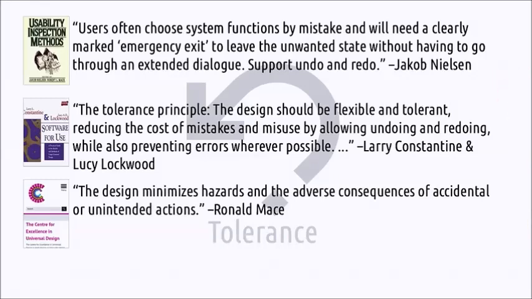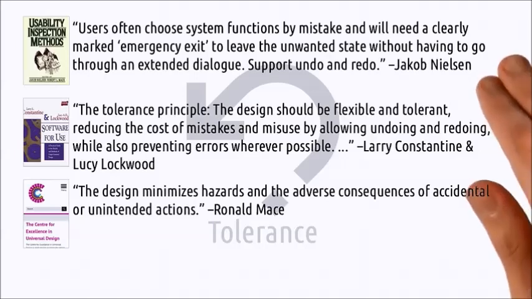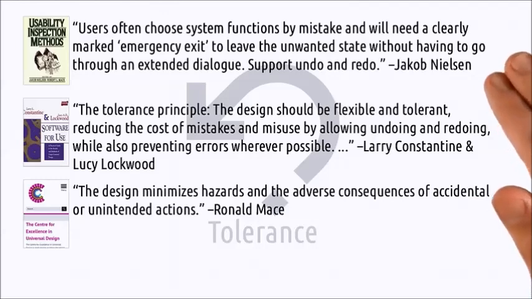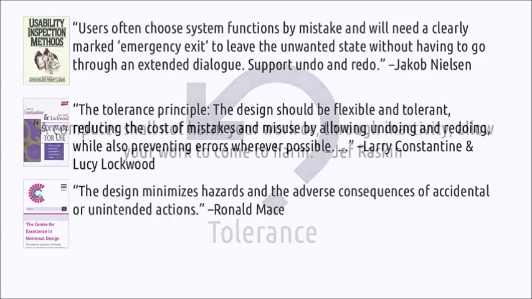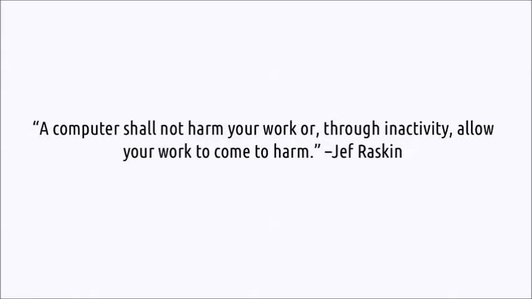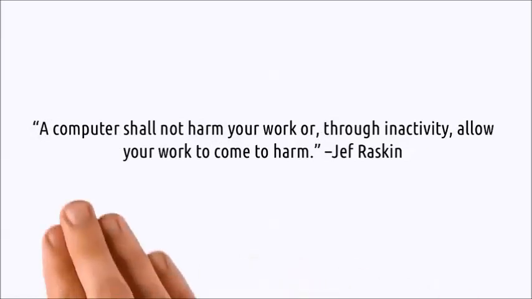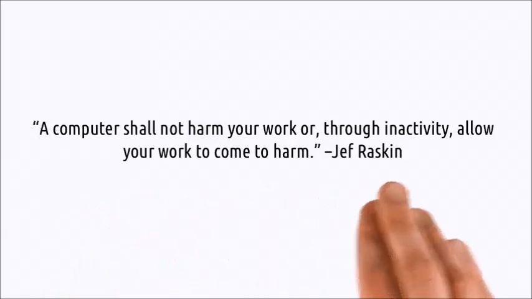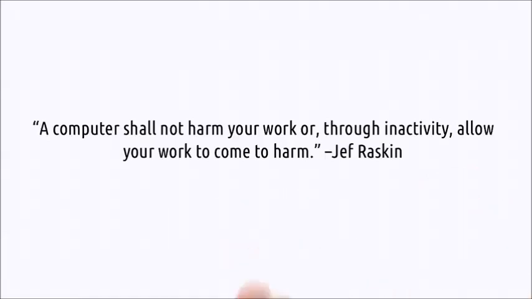Now, Nielsen's definition is most interested in supporting user experimentation. The system should tolerate users poking around with things. That actually enhances the principle of discoverability, because if the user feels safe experimenting with things, they're more likely to discover what's available to them. The principles from Constantine and Lockwood and the principles of universal design are more about recovering from traditional mistakes. Jeff Raskin poses this as a more humorous law of interface design. A computer shall not harm your work, or through inactivity, allow your work to come to harm.